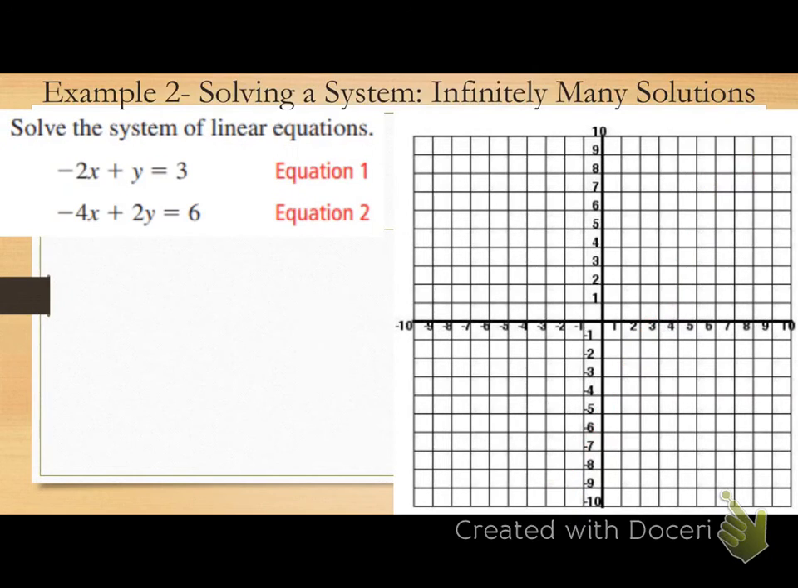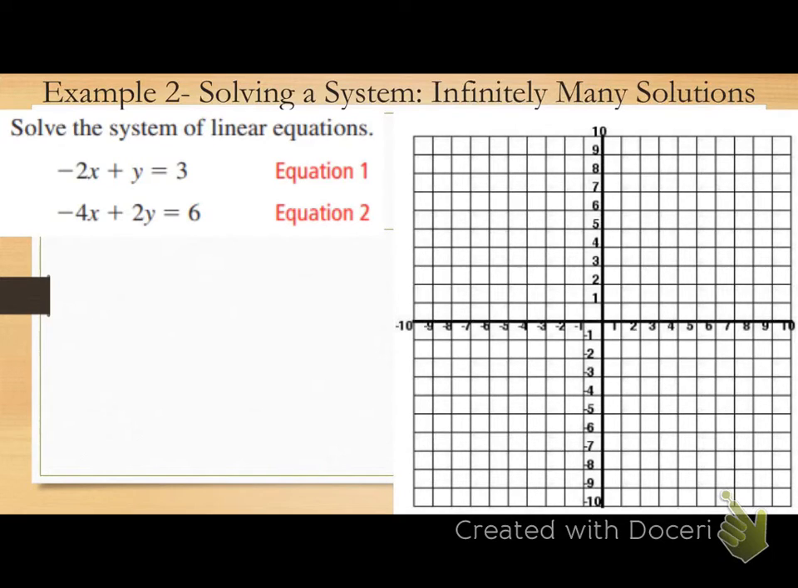All right. Example 2. Solve the system of linear equations: -2x plus y equals 3, and -4x plus 2y equals 6. Let's solve by graphing first since I have my graph up here. What do I need to do in order to solve by graphing? Solve for y, get y by itself. What form do we call that? Slope-intercept form.